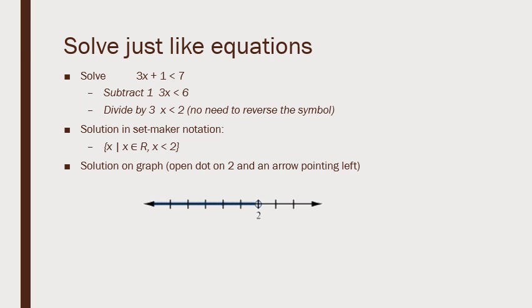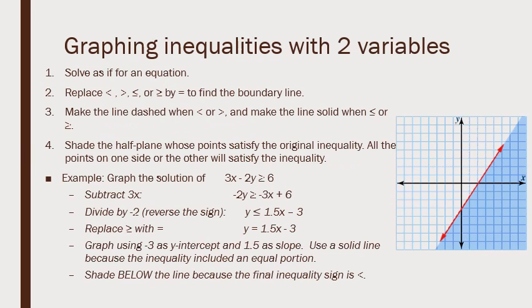Here's another simpler one. You would use the same exact steps. Subtract 1 from both sides of this inequality to get 3x is less than 6. Then divide by 3 to get x is less than 2. No need to reverse the symbol here because we didn't divide by a negative number. This would be represented in set builder notation as all members of the real number system where x is less than 2. X can't equal 2, so it gets an open circle and an arrow pointing to the left.